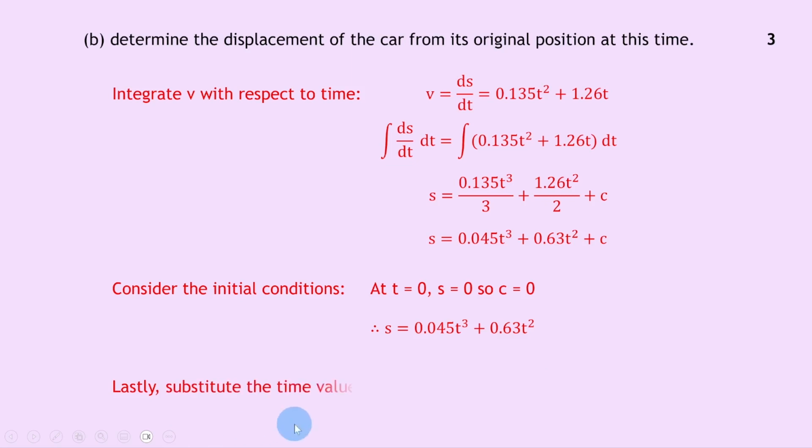And lastly we want to substitute the time value. We were told in part B that we're talking about at this time, which was just the time mentioned in part A, which was 15.0 seconds. So we can sub in our 15.0 seconds into here to say s equals 0.045 times 15.0 cubed plus 0.63 times 15.0 squared. And if you put that into your calculator then you should get an answer of 294 meters.